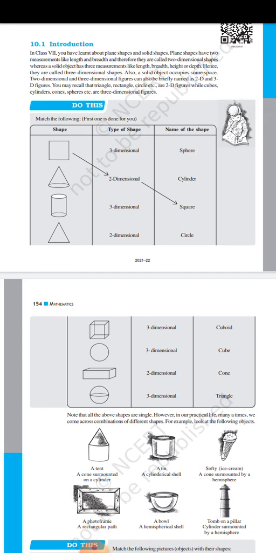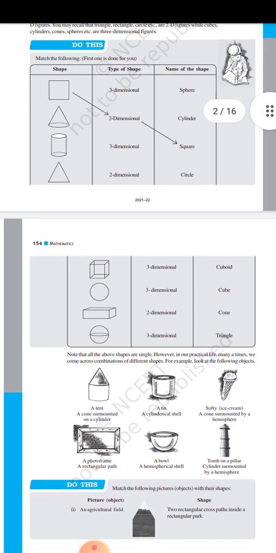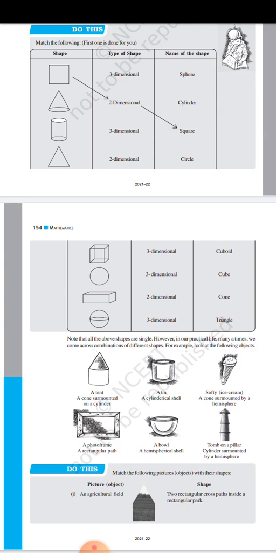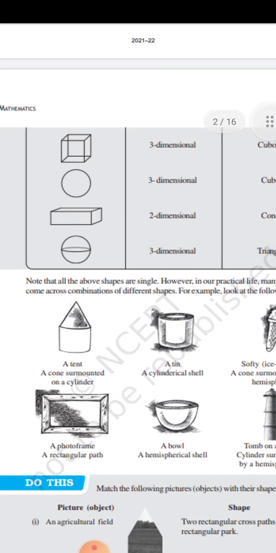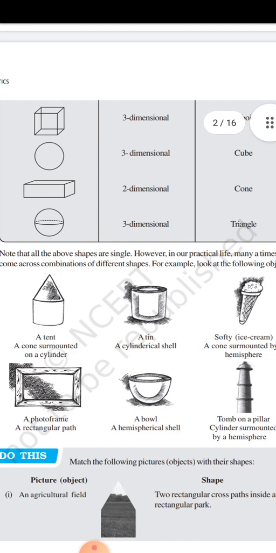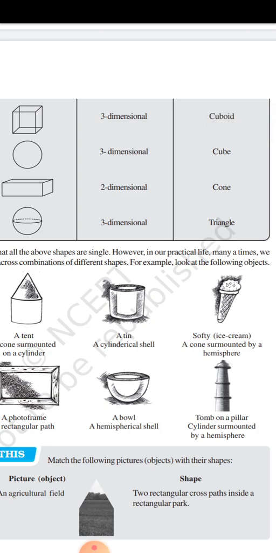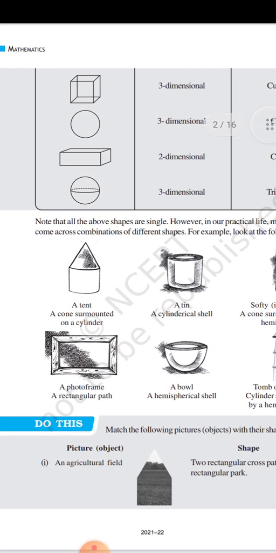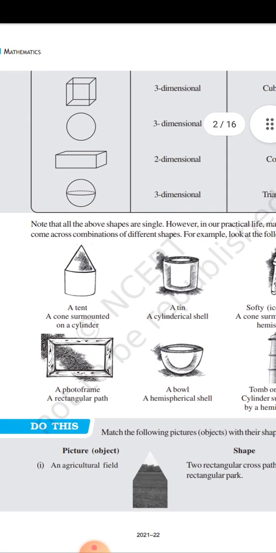After doing this activity, we could see that all the shapes in that are single. But in our day-to-day life, we come across some shapes which are not single. For example, a tent. In this tent, a cone is mounted on a cylinder. Look at this tin. This tin is said to be a cylindrical shell. See ice cream. A cone is mounted by a hemisphere, and some examples are given here. From this we can conclude that in our day-to-day life we come across some shapes that are combinations of two or more.